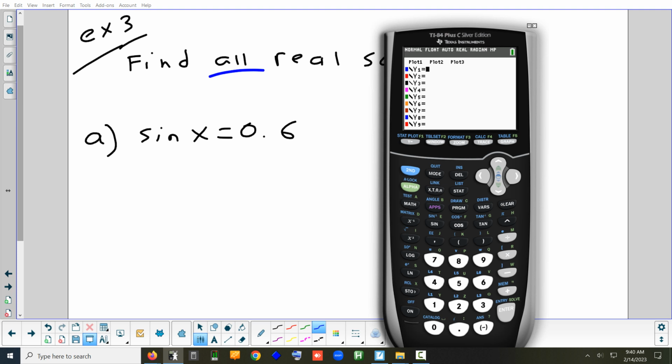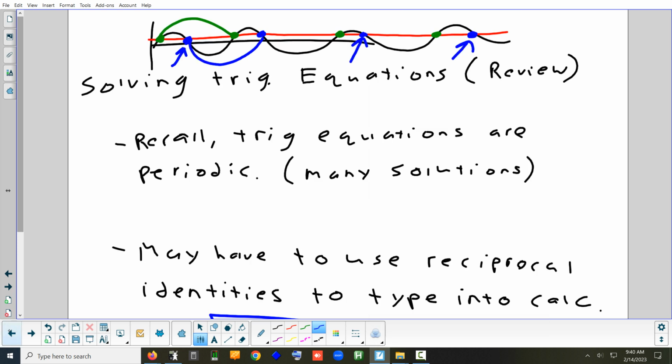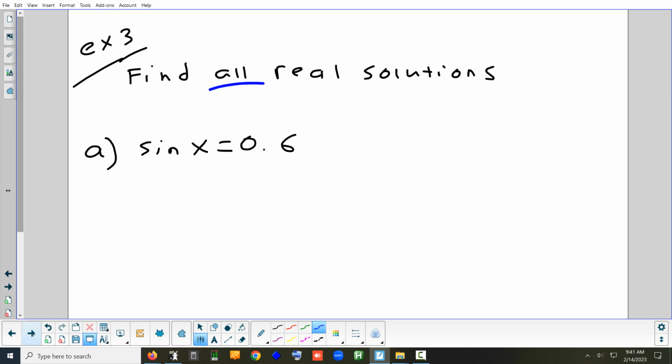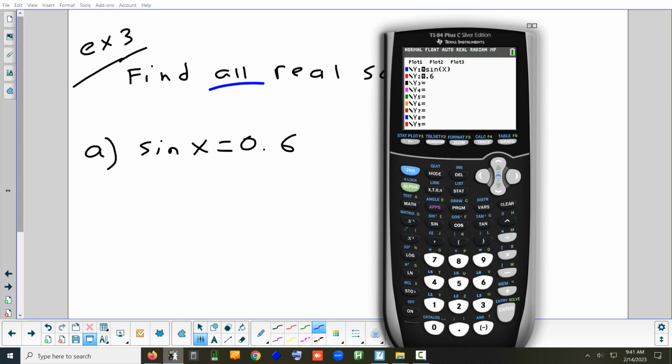Yep, sine of x. Put in sine of x. And what would I put in y2? Yep, 0.6. And this is going to pretty much look exactly like what I did right here. That's exactly what this one is. Okay, let's graph it. I'm going to do zoom 7 because that's going to set my window for a trig problem. We don't want to do zoom 6.